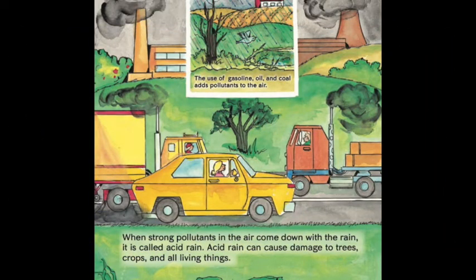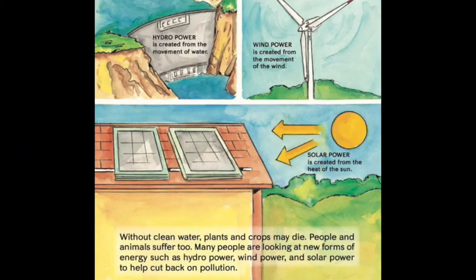When strong pollutants in the air come down with the rain, it is called acid rain. Acid rain can cause damage to trees, crops, and all living things. The use of gasoline, oil, and coal adds pollutants to the air. Without clean water, plants and crops may die. People and animals suffer too. Many people are looking at new forms of energy such as hydropower, wind power, and solar power to help cut back on pollution.